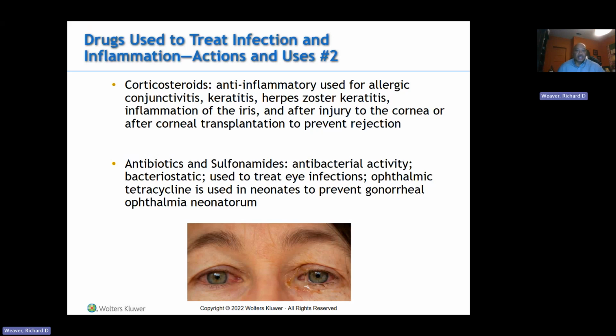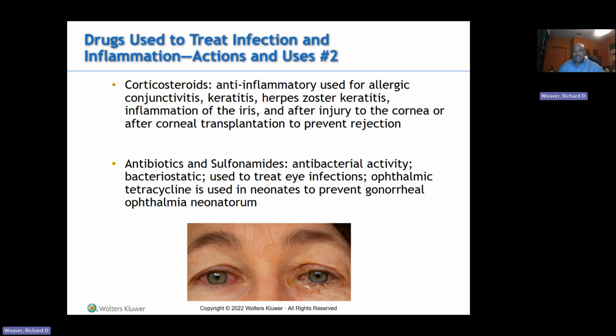The antibiotics and the sulfonamides possess antibacterial action, and they are used in the treatment of eye infections. The sulfonamides possess a bacteriostatic effect against a wide range of gram-positive and gram-negative microorganisms. Now, they are used in treating conjunctivitis, corneal ulcer, and other superficial infections of the eye.